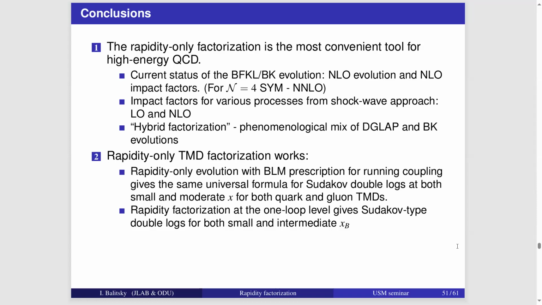Then for the second part of the talk, rapidity-only evolution with BLM prescription gives the same universal formula for the evolution of quark and gluon TMDs, both for moderate and small x. And rapidity factorization at one-loop level gives double logs for both small and intermediate x. And as I told you on the previous transparency, the devil is in the details after that. When you finish double logs, you have single logs, which are quite different for moderate x and small x. And the last thing is, thank you for attention.